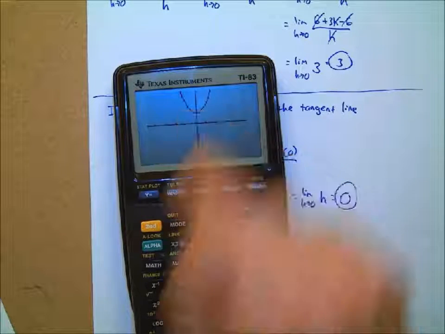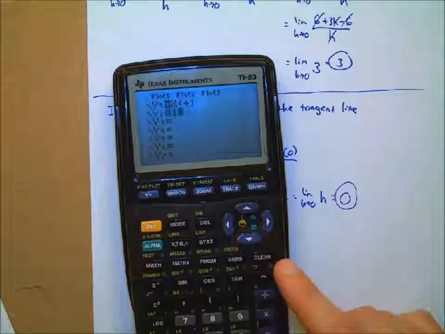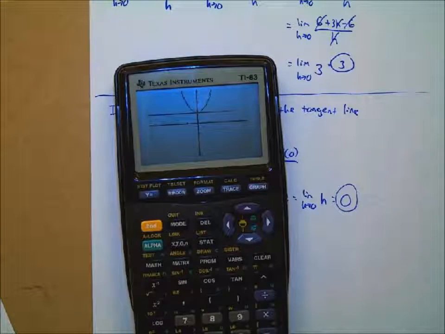If I graph, you can see right there it is. That's what that tangent line would look like. The slope there would be a slope of 0. Specifically, it goes through the point 1, but yeah, slope of 0. Okay?